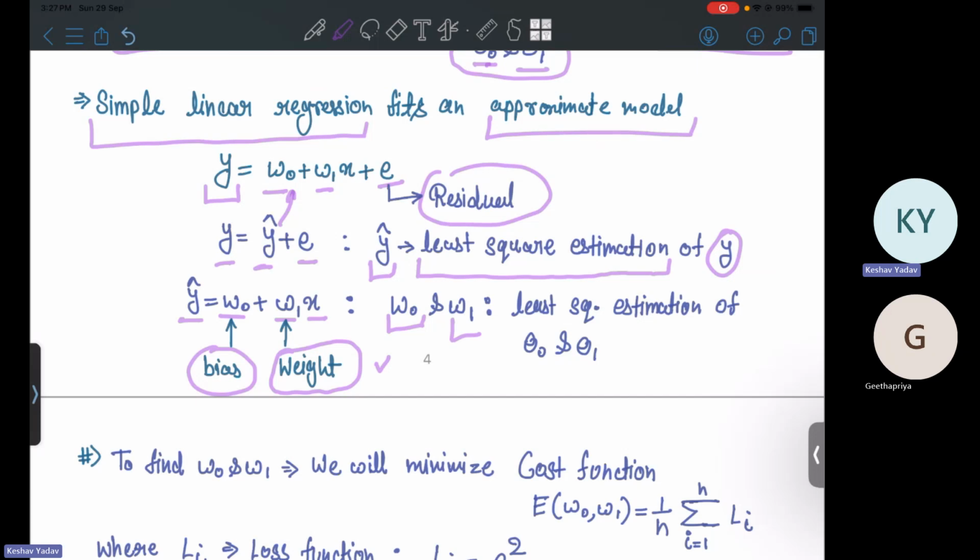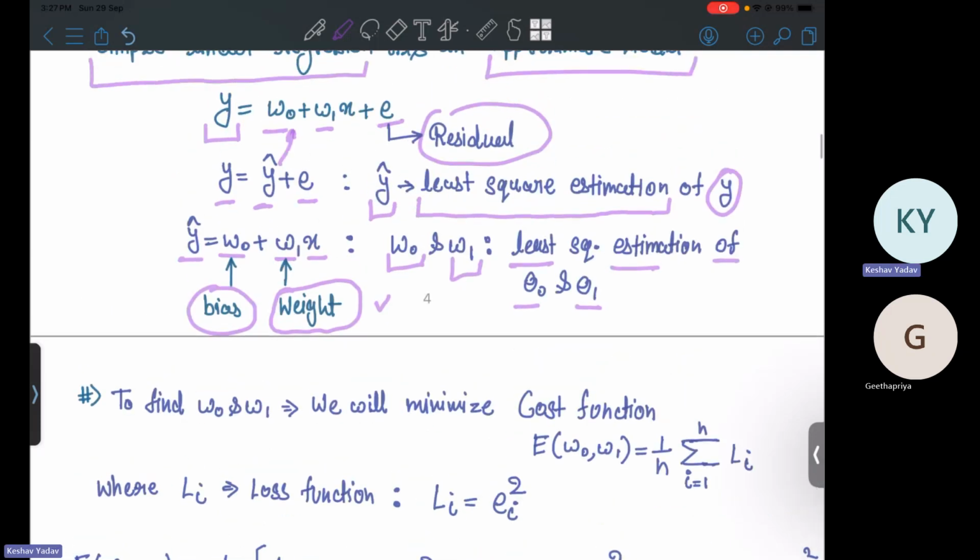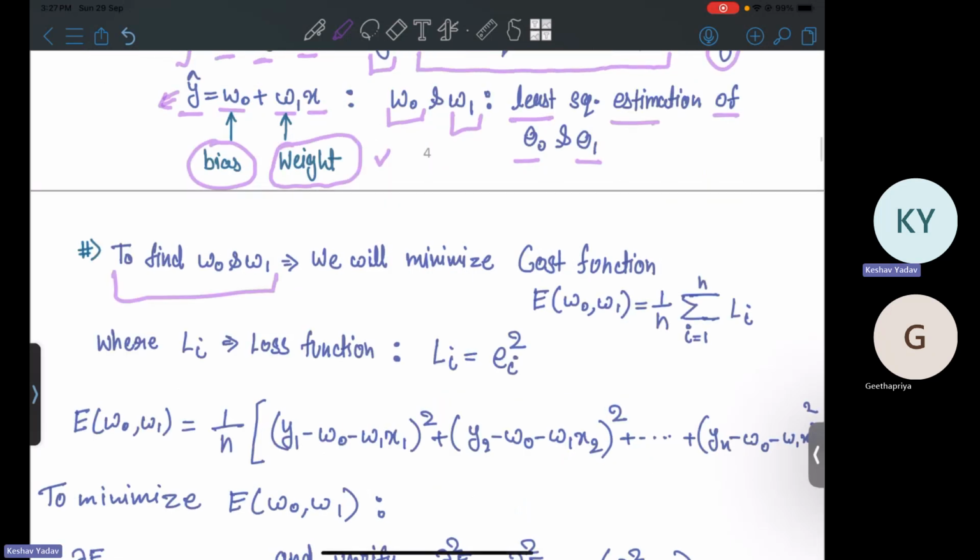So w naught and w1 are the least square estimation of theta naught and theta 1. If we can find out this w naught and w1, we can find out this y hat. So this y hat will be an estimation of y. We can find out this w naught and w1 by minimizing the cost function. How is the cost function defined?